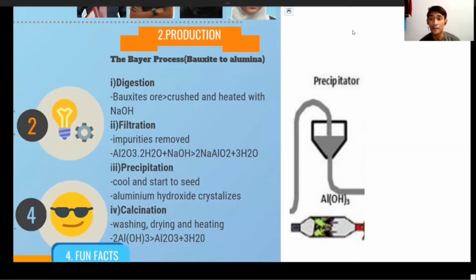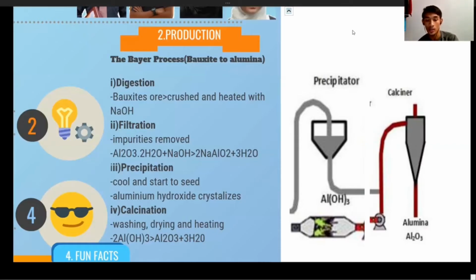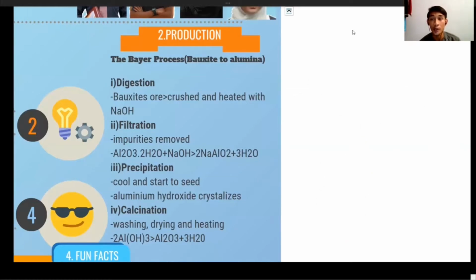And finally, the last step of the Bayer process is calcination. About 90% of the gibbsite manufactured is converted into alumina by washing, drying, and heating the aluminum hydroxide in a rotary kiln or fluid flash calciner at a temperature of 1010 to 1260 degrees Celsius. So with all the process, finally we got the aluminum oxide.